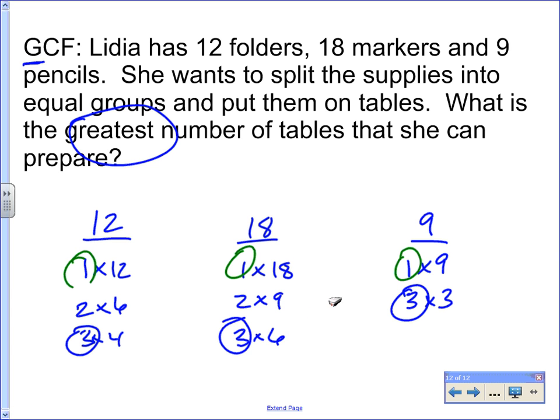And then the only other number, let's see, 6, no, is in these 2 but not that one. 9 is in these 2 but not that one. So there is no other number. So she can prepare 3 tables. And on those tables, she'll have 3 pencils, she'll have 6 markers, and she'll have 4 folders.